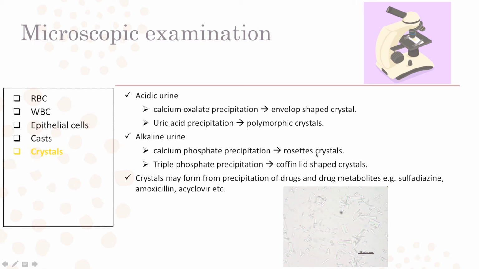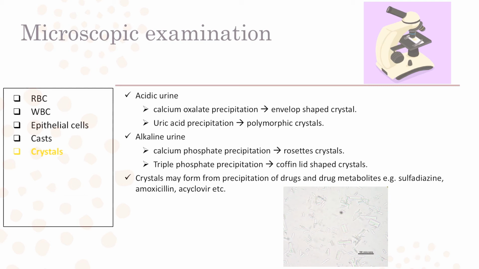If the urine is alkaline, it leads to the precipitation of calcium phosphate, which forms rosette crystals, just various spike like structures. Triple phosphate precipitation leads to coffin lid shaped crystals. So alkaline and acidic urine give rise to various crystals, and the shape of the crystal tells us which type of substance has made them.